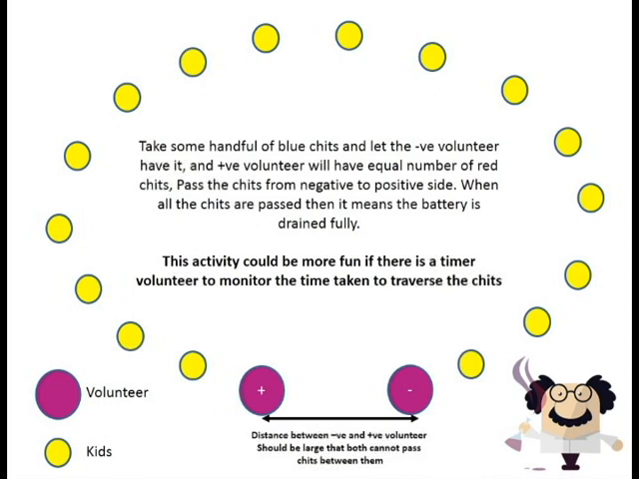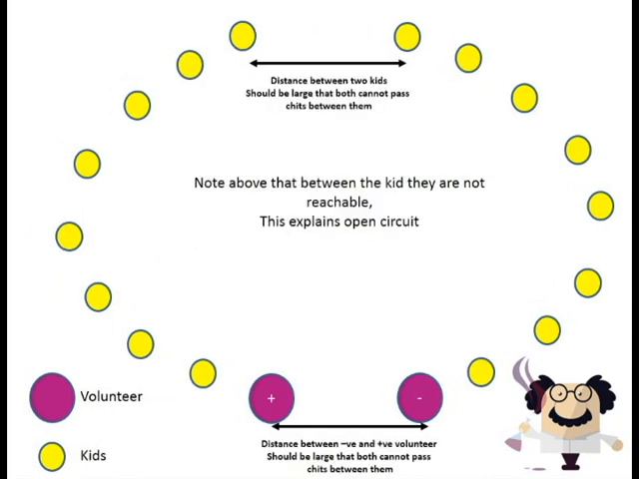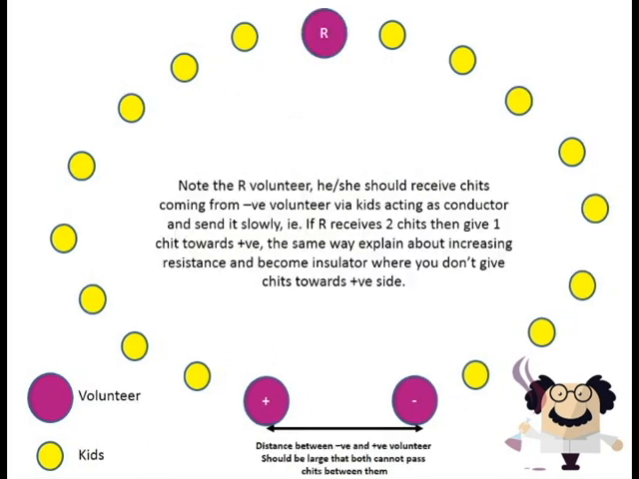Distance between negative and positive volunteer should be large so that both cannot pass chits between them. This activity could be more fun if there is a timer volunteer to monitor the time taken to traverse the chits. Next, make sure the distance between two kids is large so that both cannot pass chits between them. Note above that between the kids they are not reachable. This explains open circuit.